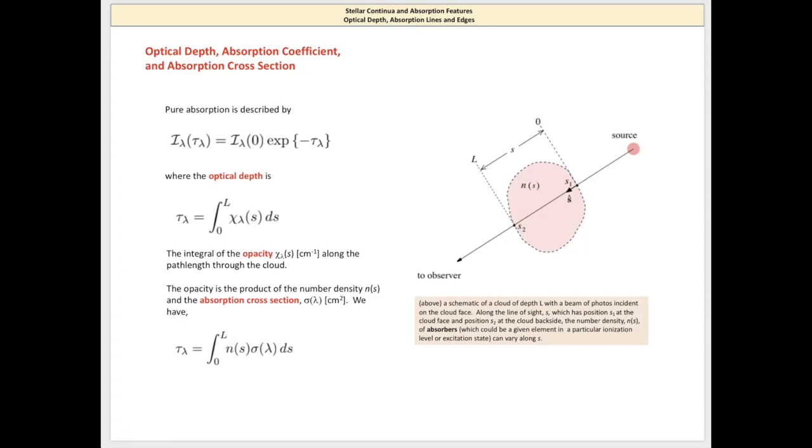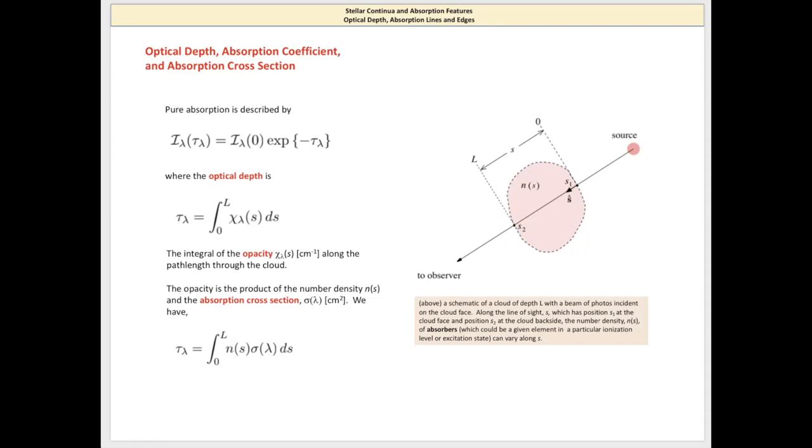But the opacity depends upon density and the cross sections of absorption. And the cross sections can be influenced by something that we call wavelength redistribution functions, such as thermal broadening, rotational broadening, and pressure broadening. Those are thermal redistribution functions. Okay. Now that I've said all those buzzwords, let's talk about it.